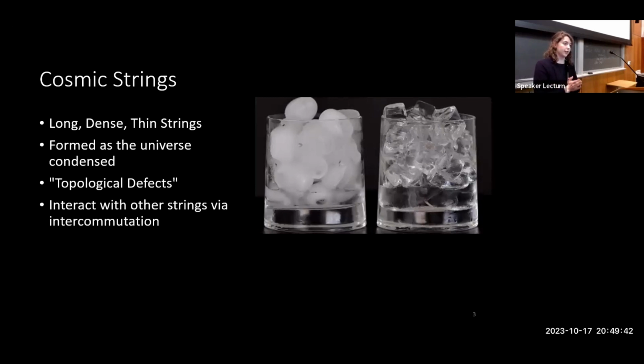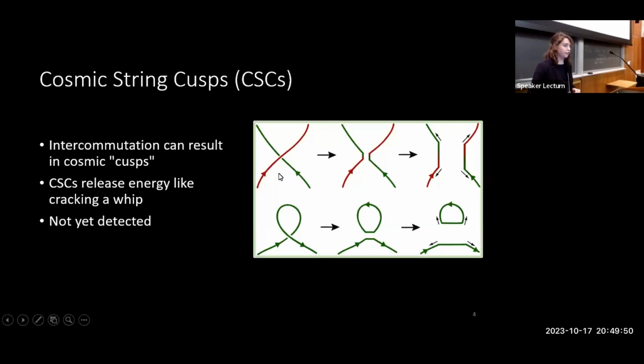These cosmic strings interact with other strings in a very interesting way, and we call that intercommutation. It kind of looks like this. We have a red string and a green string, and they're overlapping here. At the point where they overlap, they make contact, they interact, they sort of break, and you get these discontinuities, these sharp edges. One type of discontinuity you can get is a cosmic string cusp. And these cusps release a lot of energy, in the form of gravitational waves.